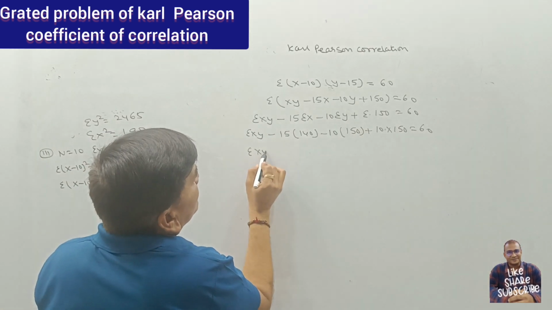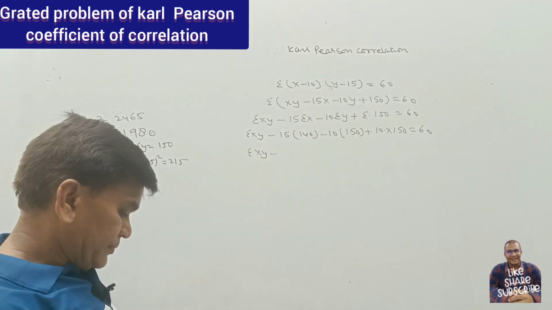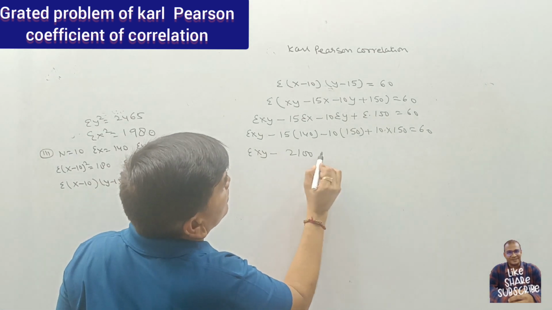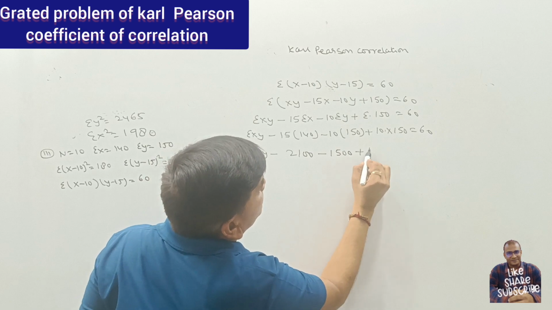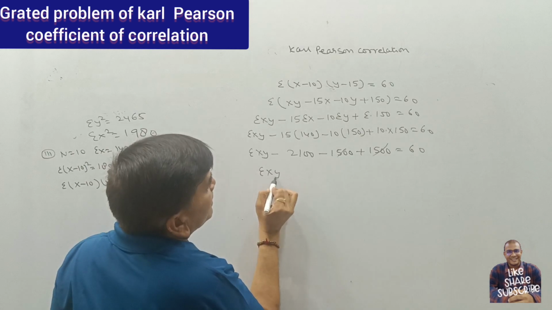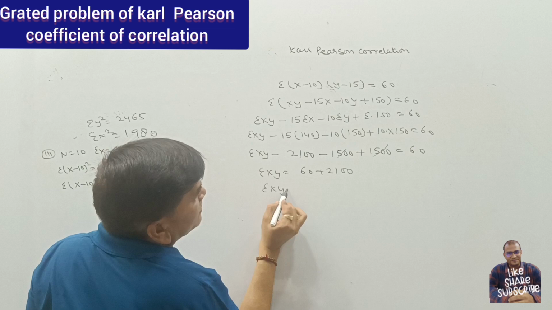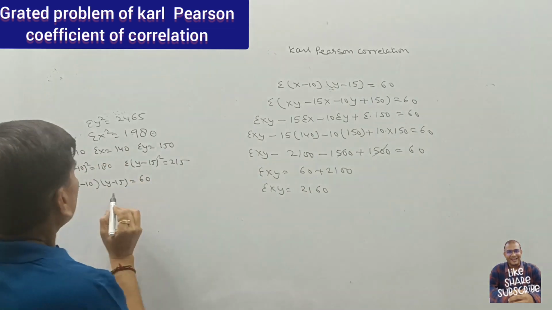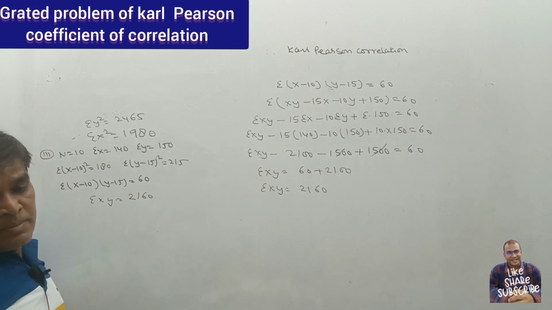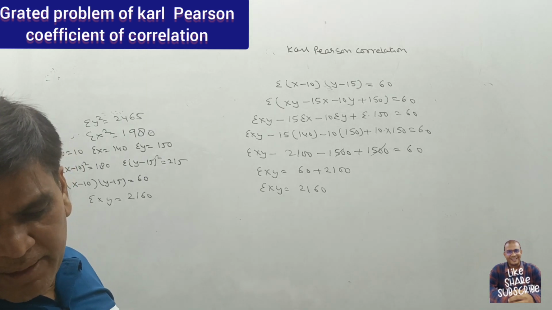So sigma xy minus 15 multiply 140, 2100 minus 1500 plus 1500, that is 60, minus plus cancel, sigma xy, that is 60 plus 2100. So value of sigma xy is 2160. So value of sigma xy we have calculated, that is 2160.